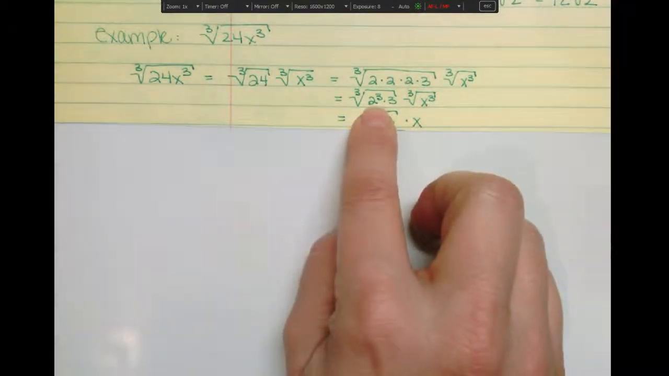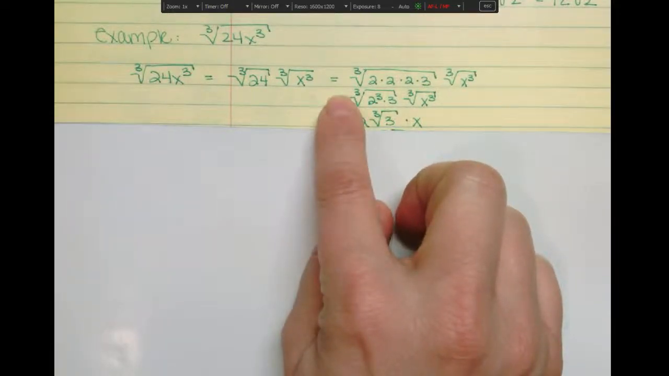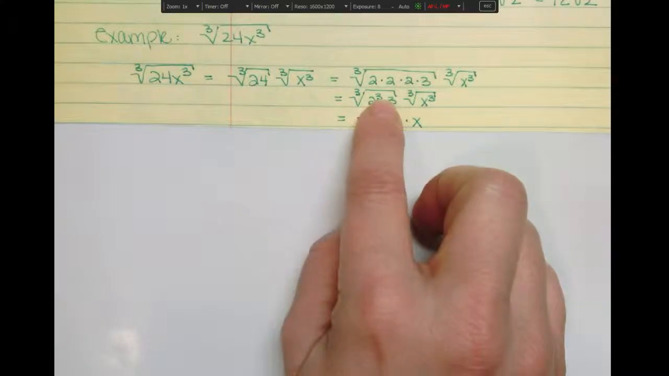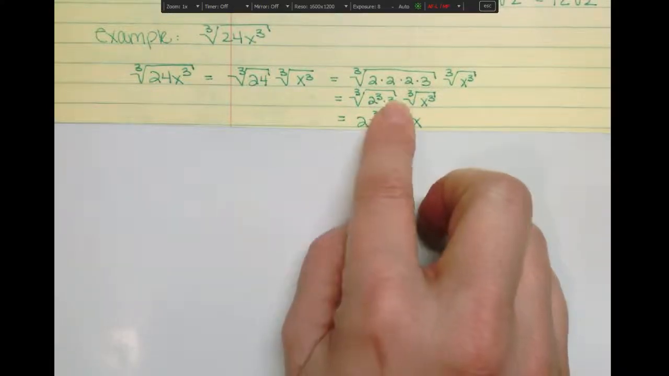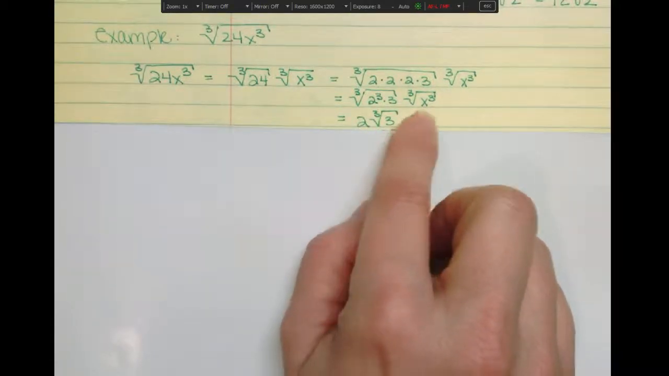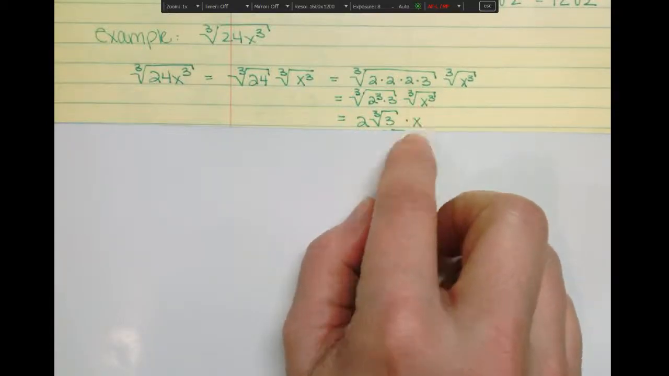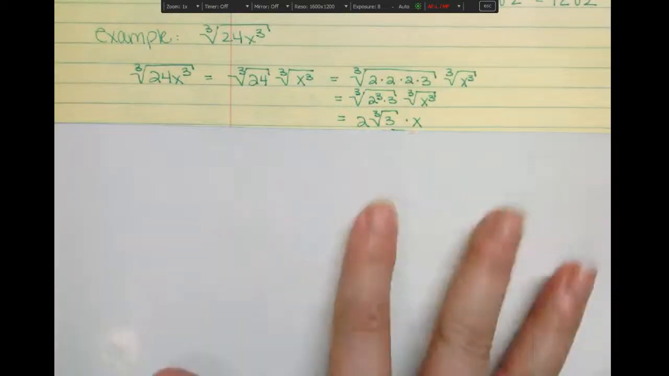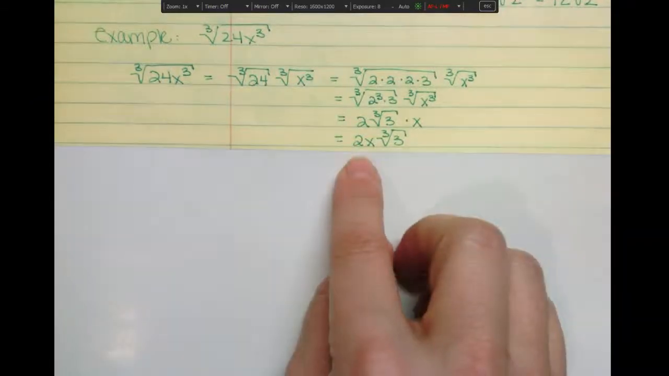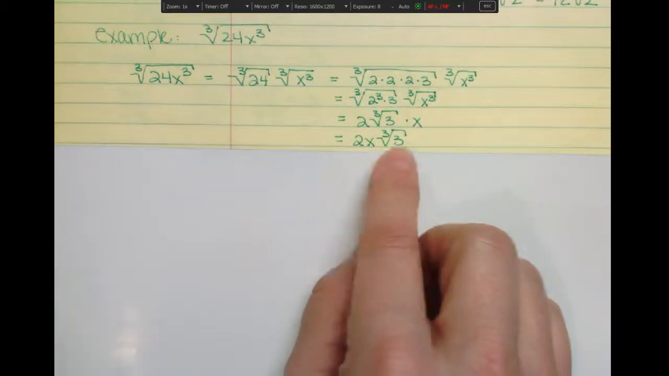Because I have three 2's underneath the radical, I can pull those out, so the cube root of 2 cubed is 2, but the 3 is left over, it's still sitting back, so that stays under the radical sign. And I have x cubed, the cube root of x cubed is x. So finally I just reorder it in a nice way, 2x times the cube root of 3.